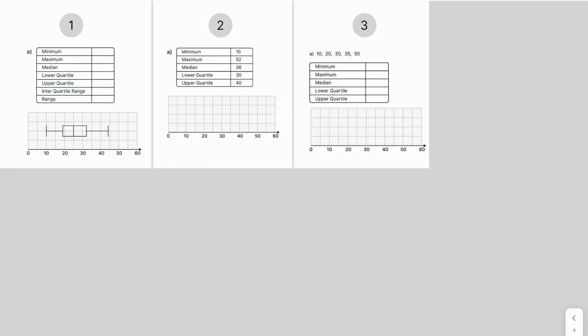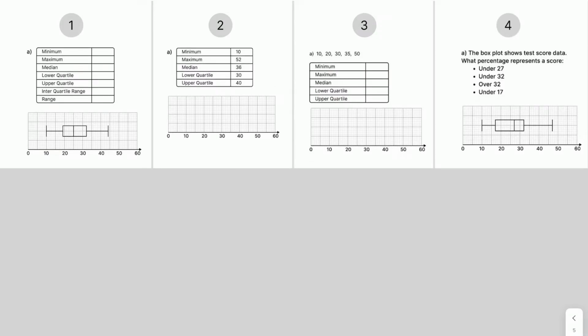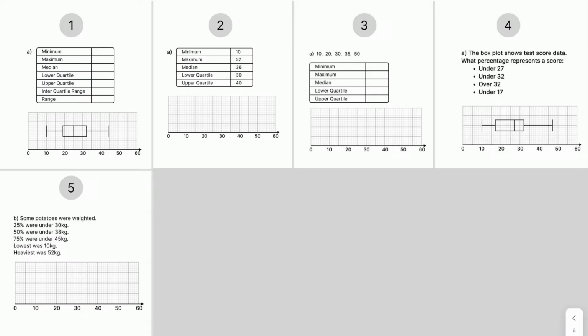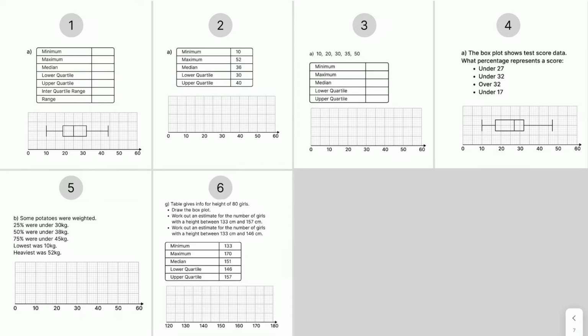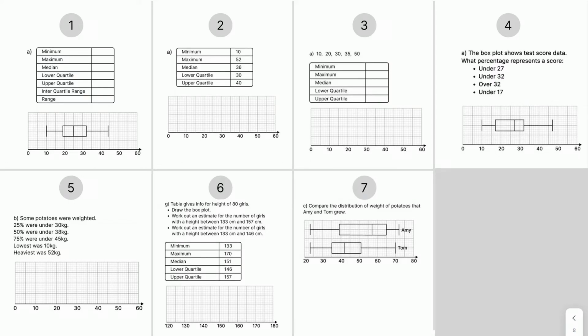And then we're going to look at how you use raw data and convert that into a box plot. And then we're going to look at answering percentage and percentile related questions on box plots. And then look at drawing percentile related questions on a box plot. And then look at slightly more worded questions around problem solving. And then finally, we're going to look at how you compare two distributions. And that should cover everything you need to know for your exam on box plots.